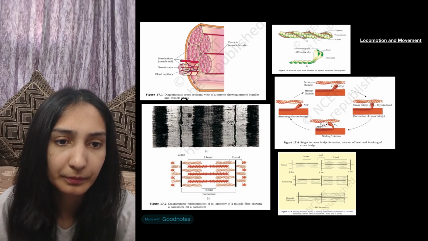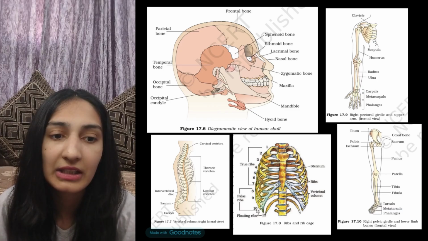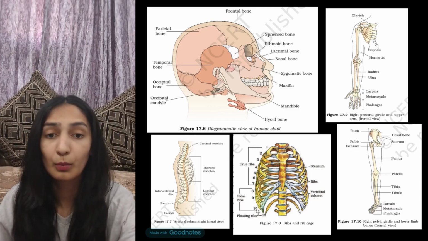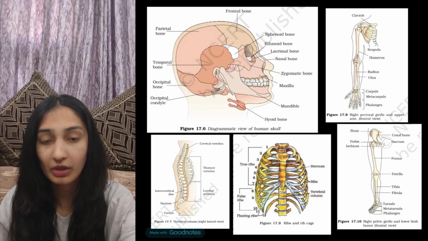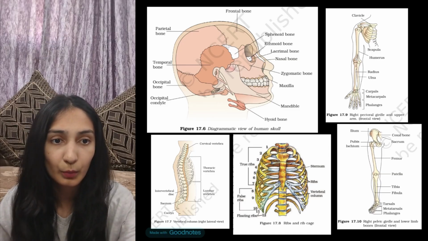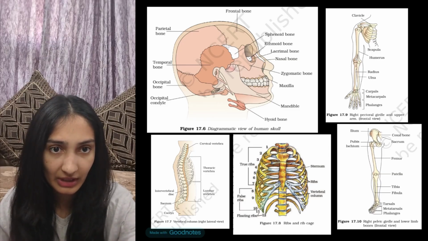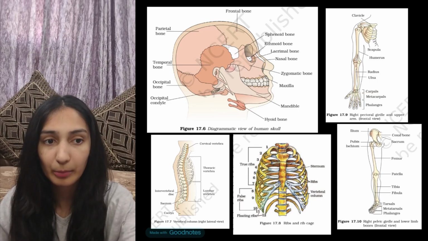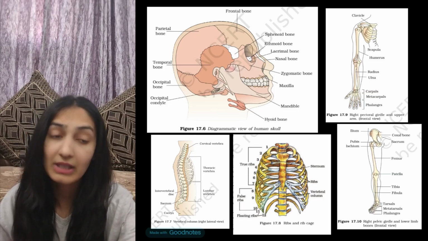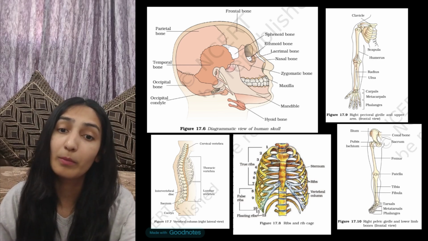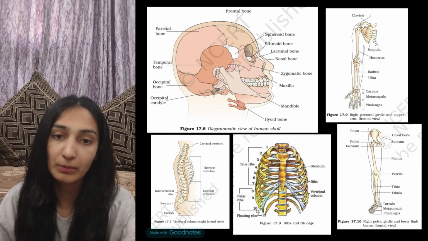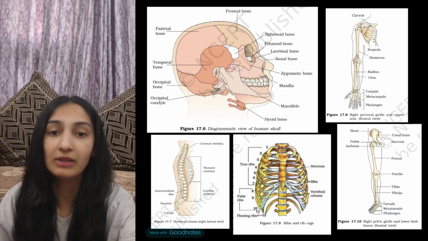Moving on. Figure 17.6 depicts your human skull. Okay, so you need to know which bones compose your cranium and which bones are present. For example, starting off we have frontal bone, then we have sphenoid, ethmoid, lacrimal bone, nasal bone, zygomatic bone, we have your maxilla, mandible, hyoid bone, parietal bone, temporal bone, occipital bone and occipital condyle.